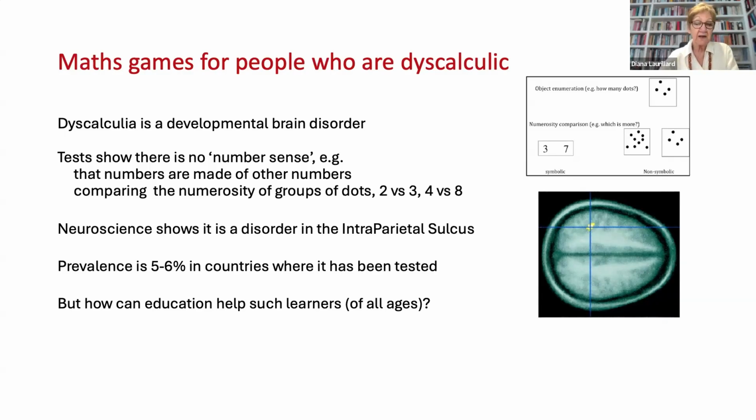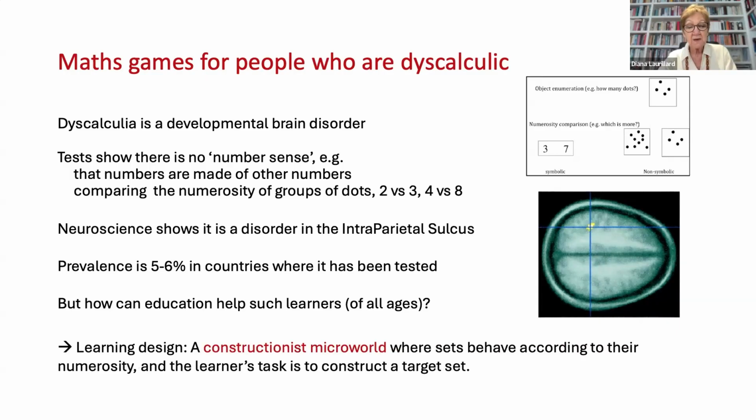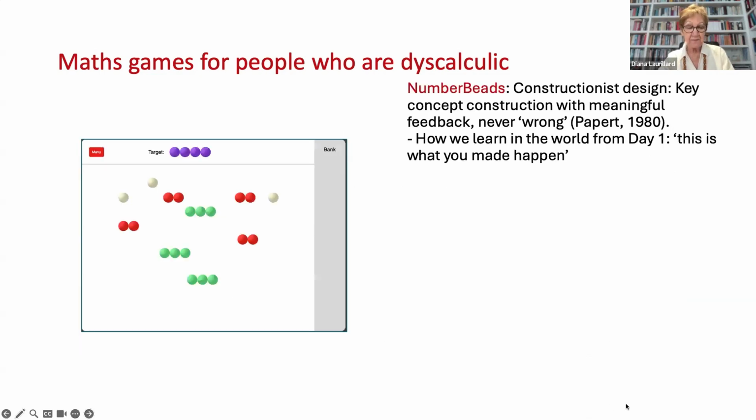So our question has to be, how can educational technology help such learners? And it can be at any age. You don't get rid of it as you get older. So whatever you're creating for students in primary school should be of value to older people as well, because they will also need it. So what we set out to do in this kind of learning design is to create a constructionist micro world where sets of numbers behave according to their numerosity, and the learner's task is to construct a target set, and I'll show you what that means.